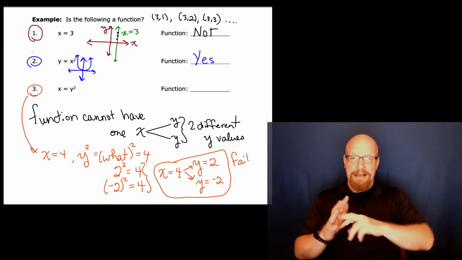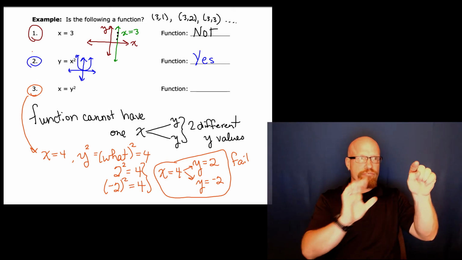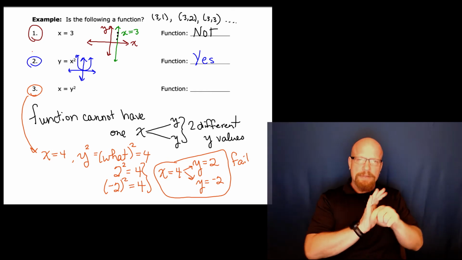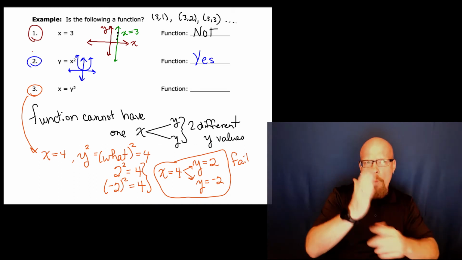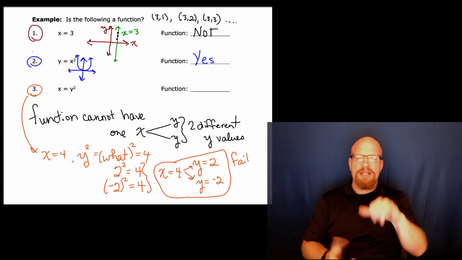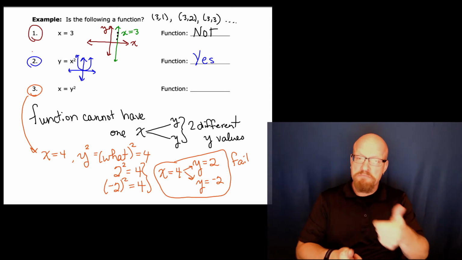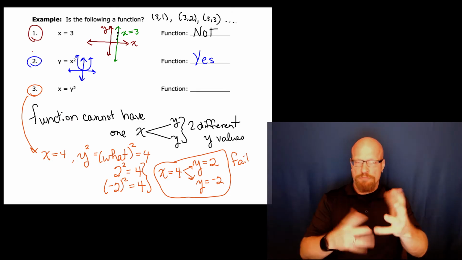And so this means the equation x equals y squared shows us that when x is 4, y equals 2 or y equals -2. It can't be predictable. We don't know what's going to happen. So it's not a function. It's a relation, but not a function.